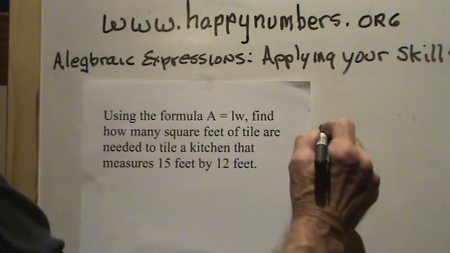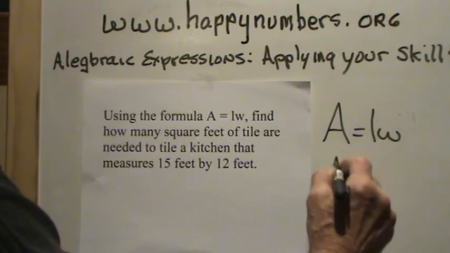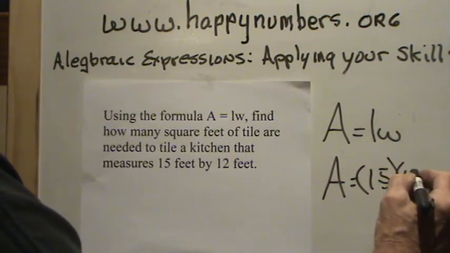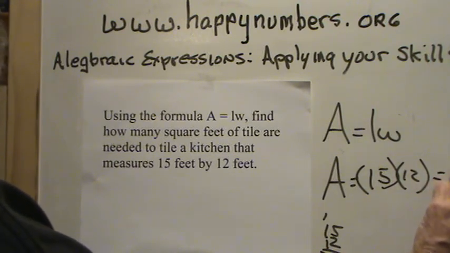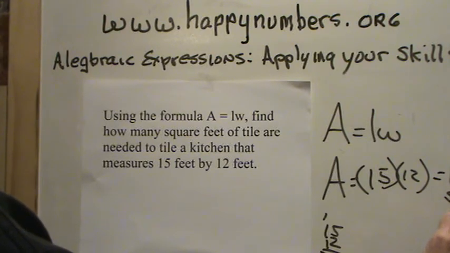Okay, simple area problem. Area equals length times width. Area equals 15 times 12. 15 times 12, let's do that here. That's 10, carry the 1, that's 2, that's 3, that's 5, that's 1. So our answer is 180 square feet. Don't forget that square feet.